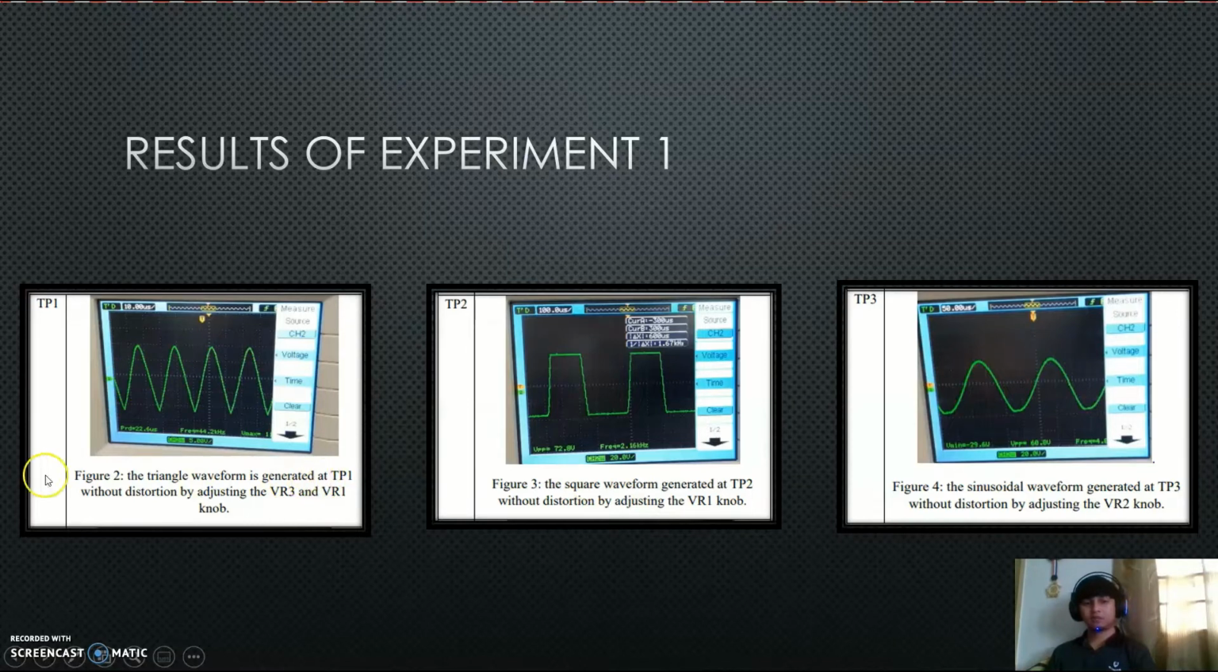It is generated at TP1 without distortion by adjusting the VR3 and VR1 knobs. For the second task, the square waveform is generated at TP2 without distortion by adjusting the VR1 knob. The last task is the sinusoidal waveform, generated at TP3 without distortion by adjusting the VR2 knob. To summarize: for the triangle waveform, adjust VR3 and VR1; for the square waveform, adjust VR1; and for the sinusoidal waveform, adjust VR2.